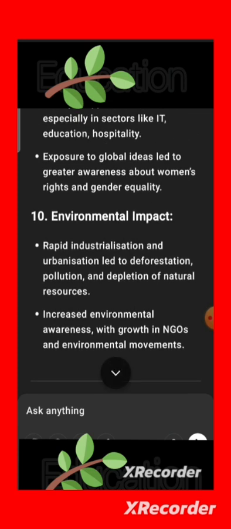Environmental impact. Rapid industrialization and urbanization led to deforestation, pollution and depletion of natural resources. Increased environmental awareness with growth in NGOs and environmental movements.